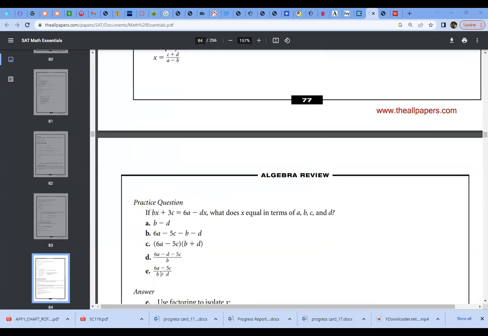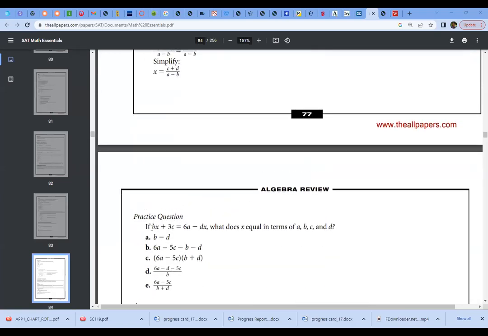Okay, so can you do this? If you have bx plus 3c equals 6a minus dx, what does x equal in terms of a, b, c, d? We are taking the techniques step by step to finish all the covered lessons in algebra.